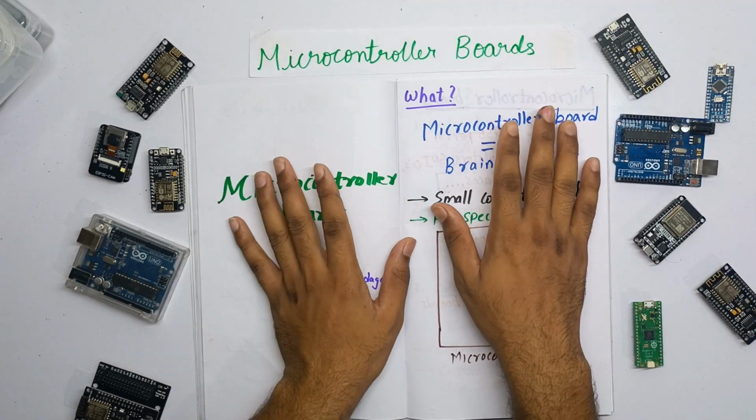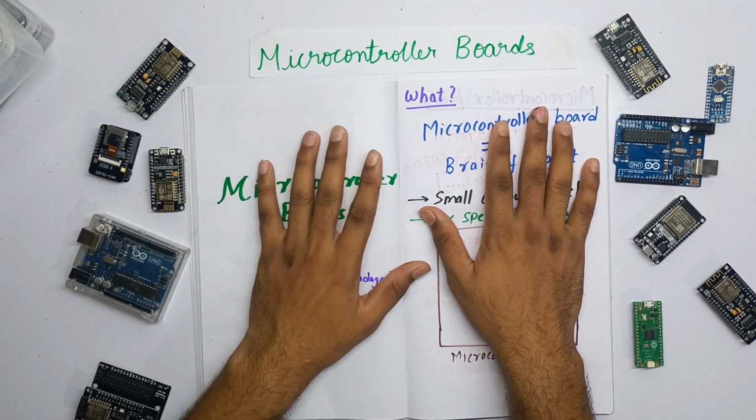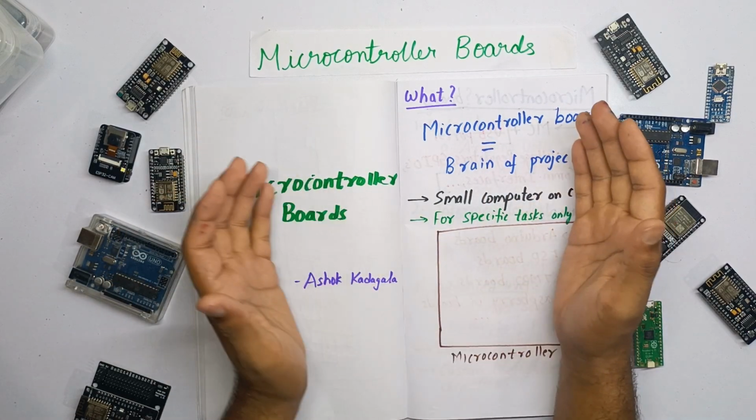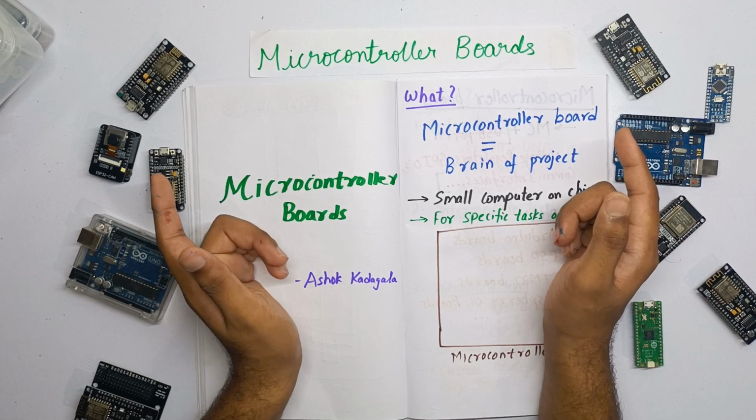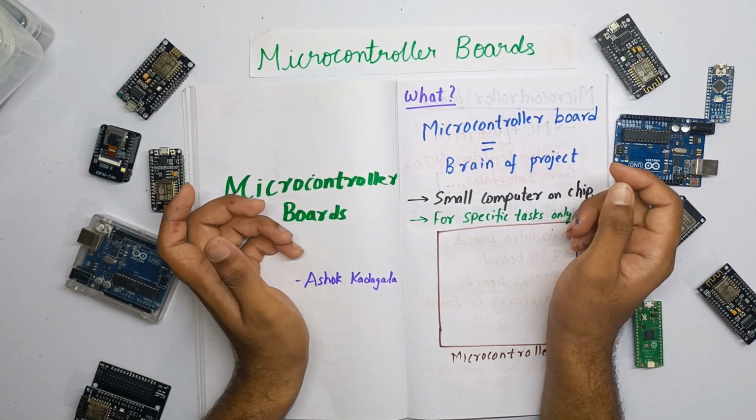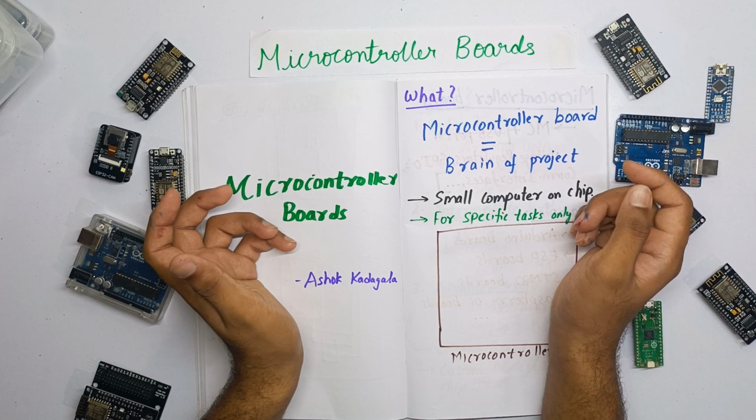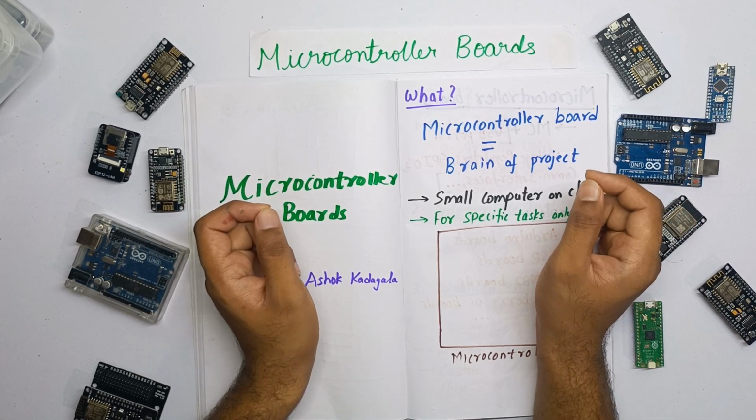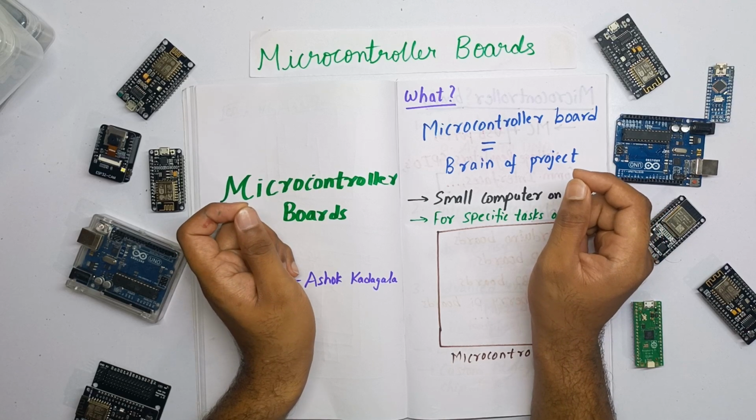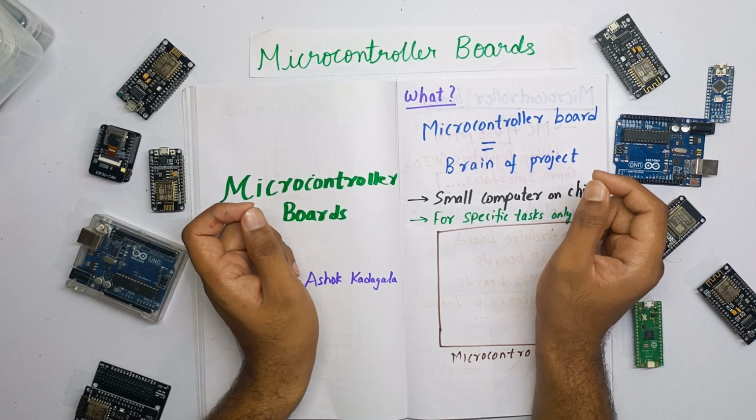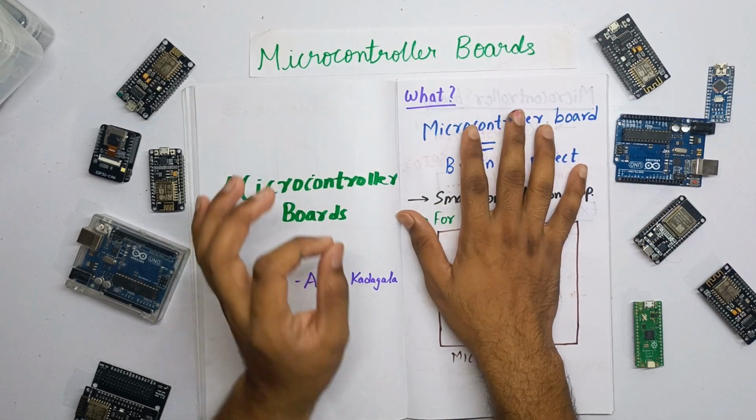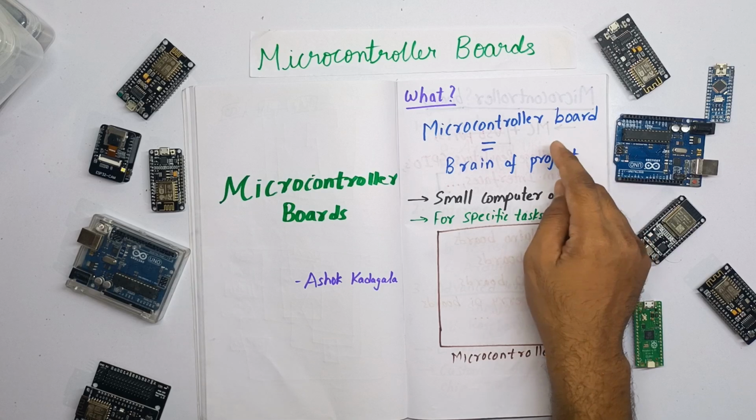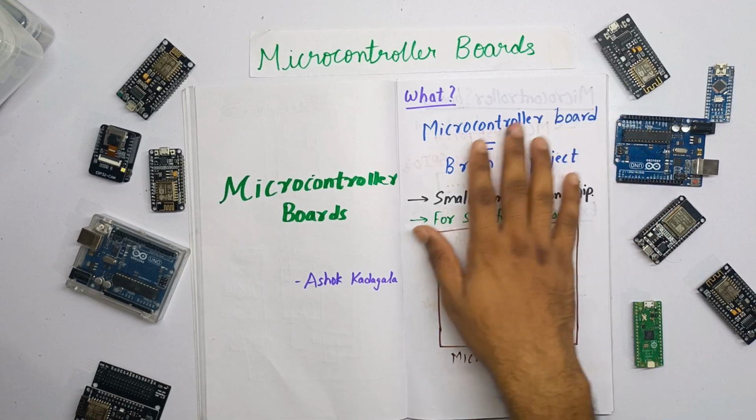Right. So the first, fundamental thing: what is a microcontroller board? Coming to the analogy, a microcontroller board can be referred to as the brain of our project. No matter what project you do or what device you develop, the microcontroller board will always be the brain of that project or device, which has the capacity to control each and every operation that is happening in that particular project. That is the reason we consider the microcontroller board as the brain of our project.